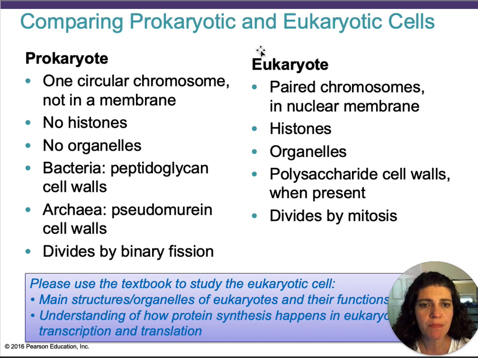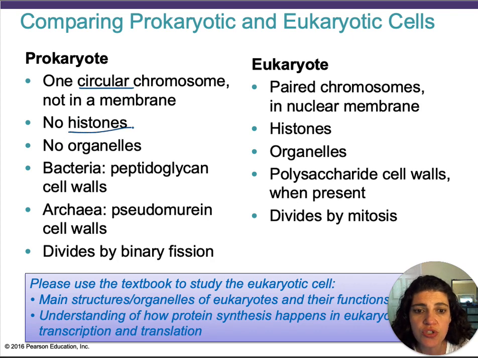So, the main differences between prokaryotes and eukaryotes. What we really need to remember here is that prokaryotes are going to have one circular chromosome that is not in a membrane. There are some exceptions of prokaryotes that don't have a circular chromosome, but most of them do. So keep this in mind. The chromosome in the prokaryotes is circular.